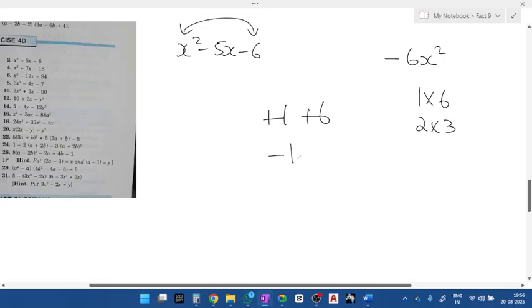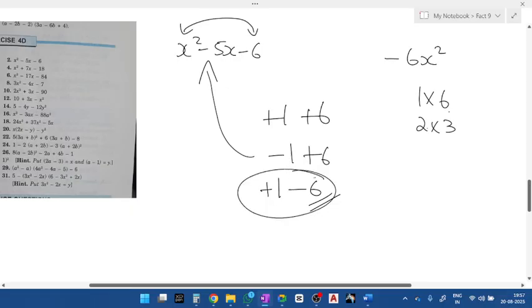Okay, let me take minus 1 plus 6. Now we are getting, what do we need? We need minus 5 here. So what will I write? Plus 1. So do we need to check for 2 and 3? No. When you add and subtract, you should get 5, 6.